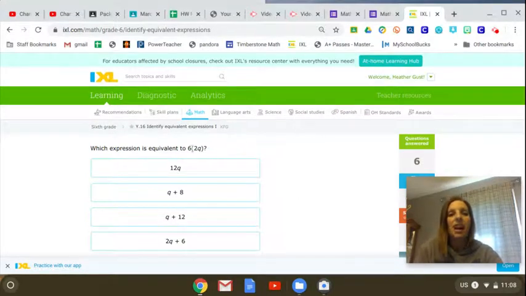So here I have, which expression is equivalent to 6(2q)? This tells me that in the parentheses, I have to take what's there and multiply the 6 with the 2q. So 6 times 2 is going to give me 12, and that means I have 12q.